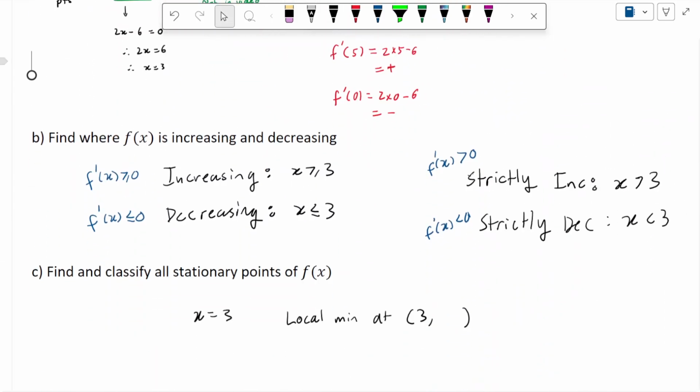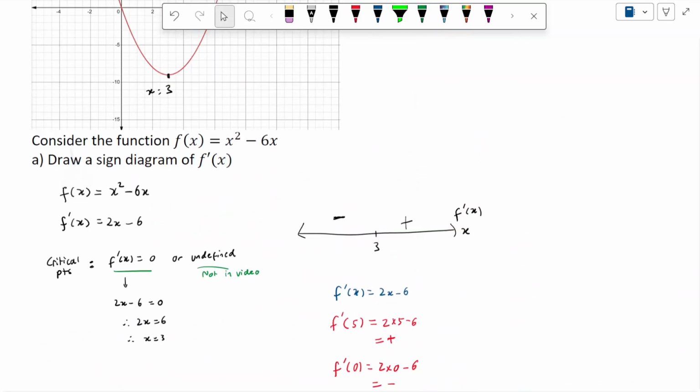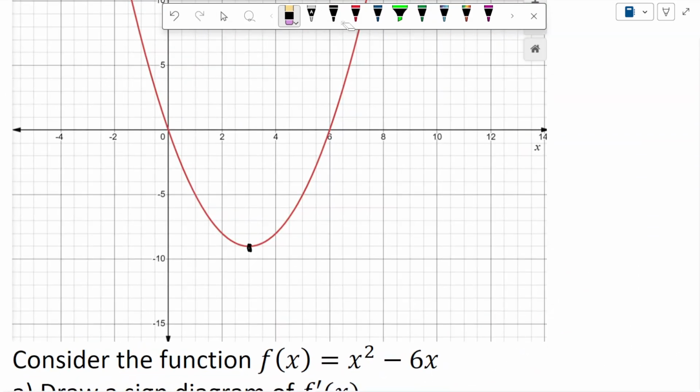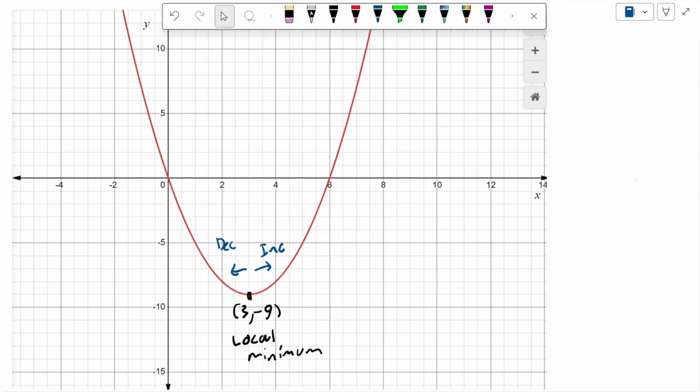So our function itself was x squared take 6x. So 3 squared take 6 lots of 3. That would be our function when x is 3. So that's 9 take 18. So that's minus 9. So there we go. And you can see that on this graph, this point here, 3 minus 9 is a local minimum. And anything to the right here is increasing, and anything to the left is decreasing, because we'd be going downhill if we're walking there. Cool.